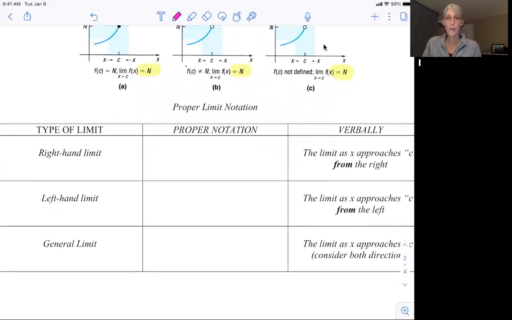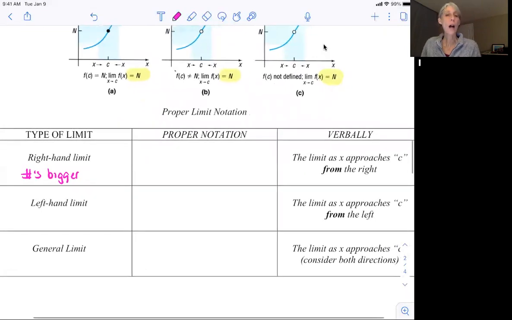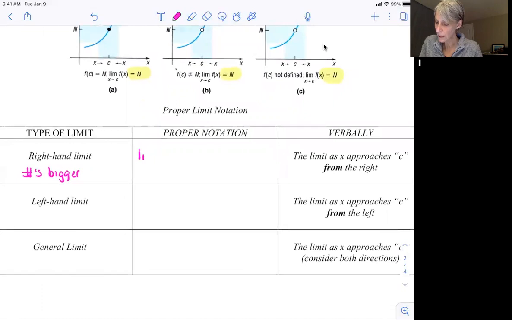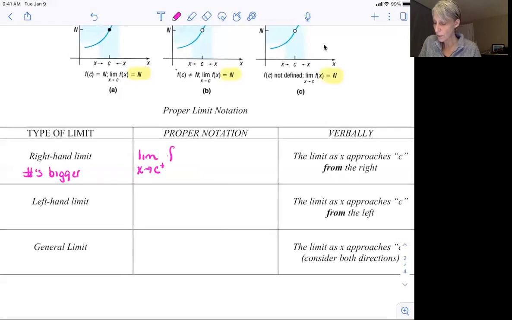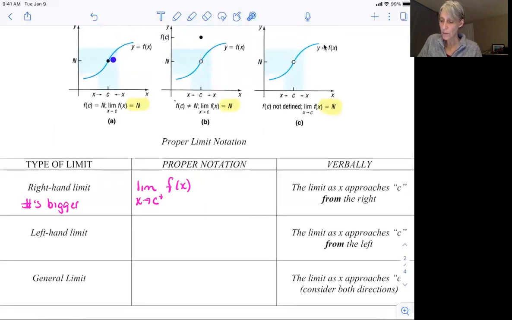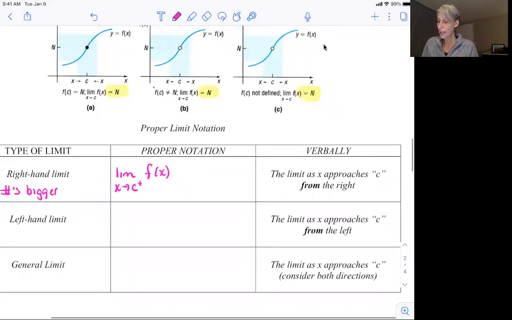If we talk about something called a right-handed limit, we're referring to numbers that are bigger than c. Our notation for this is going to be the limit as x approaches c from the right. That little plus sign means you're approaching c from the right. So for instance, I would only be focused on the right side of c. Verbally, again, the limit as x approaches c from the right.